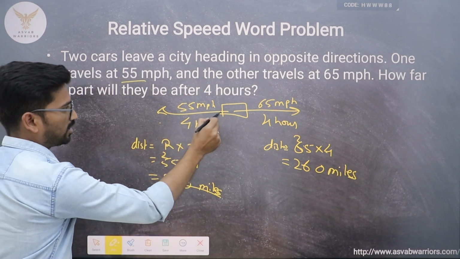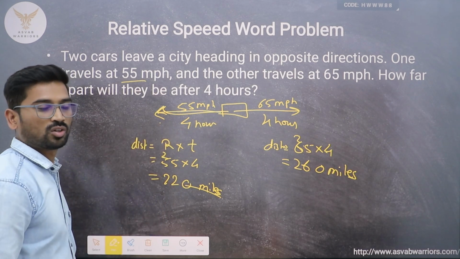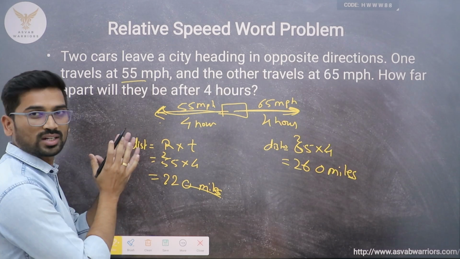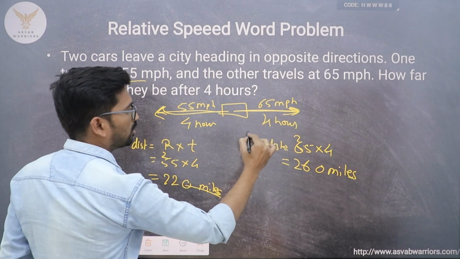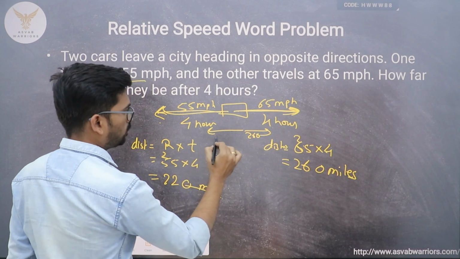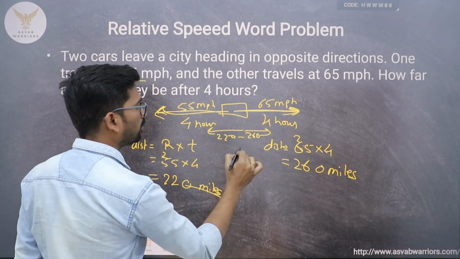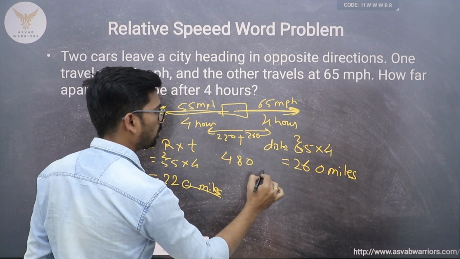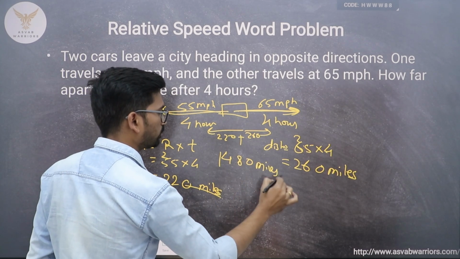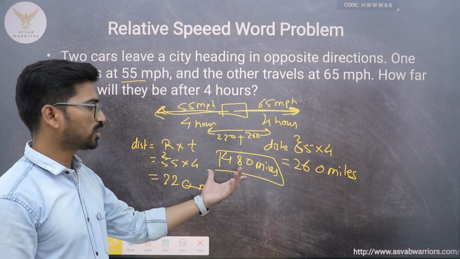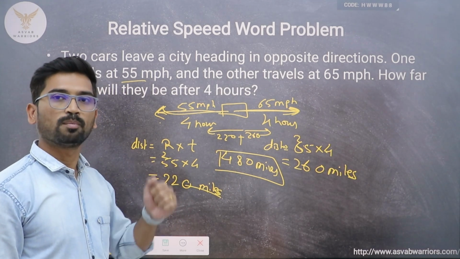But this car is traveling in this direction and this car is traveling in this direction. So the total distance covered will be 260 this side plus 220 this side. So 220 plus 260 will be 480 miles. So this is the total distance covered. How much is it? 480 miles.